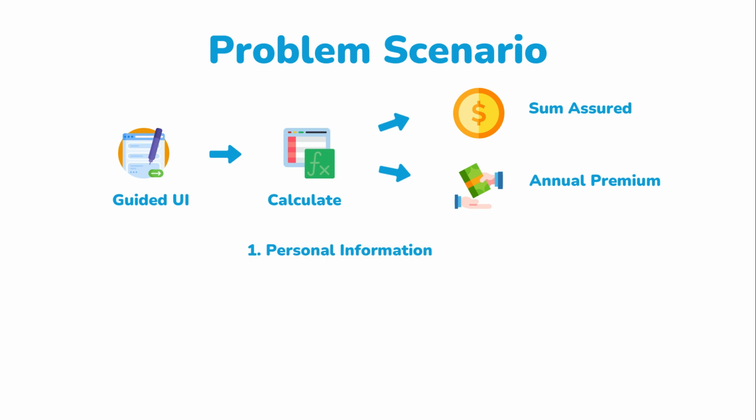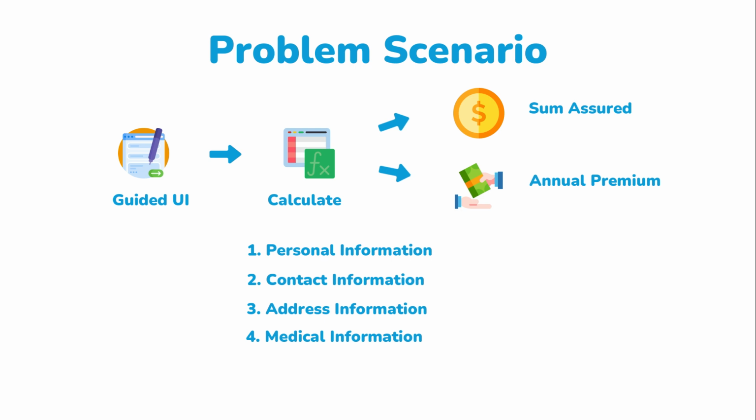1. Personal information to get the identity details. 2. Contact information to allow the sales reps to contact the customer back. 3. Address information to send the hard copies of the purchased policies. 4. Medical information to decide the applicable premium. 5. Insurance requirements to understand the actual requirements, calculate and offer the policy plans.